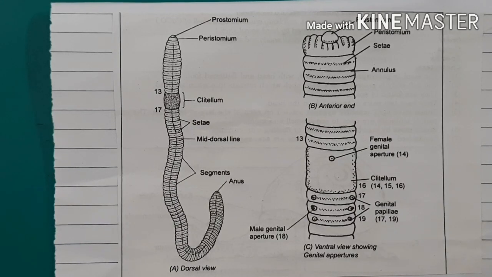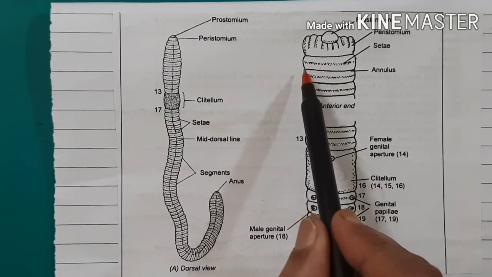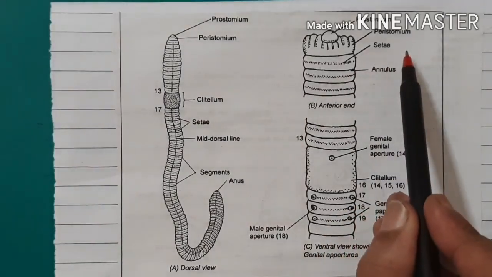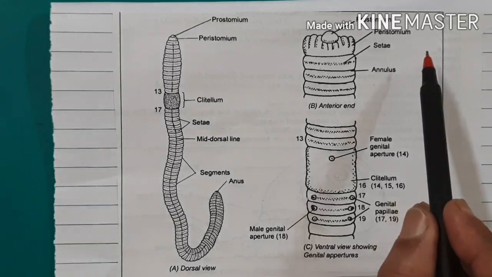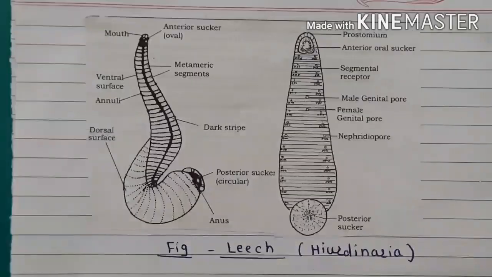There are three types of locomotory organs: setae, parapodia, suckers. Setae are present in earthworm. Observe the figure. In between the two segments, a circular ring-like structure is present, which is called the clitellum. In Nereis, locomotion takes place by parapodia. It is aquatic. The parapodia are useful for swimming.